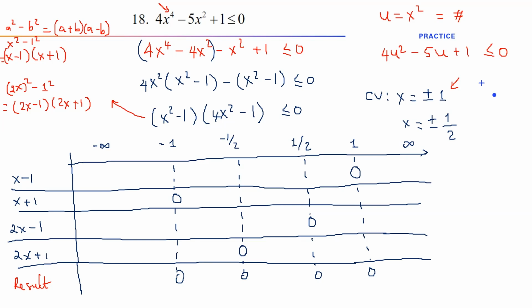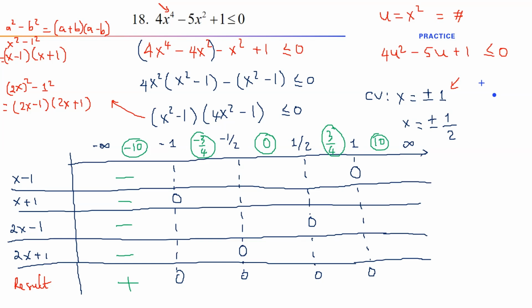Now choose the test numbers. This is kind of a long question, right? Choose one less than -1, like -10, then -3/4, 0, which is between the positive and negative numbers, the best, right? Then 3/4, and then we choose 10. Now for -10, the factors are negative, negative, negative, negative, so the result is positive.